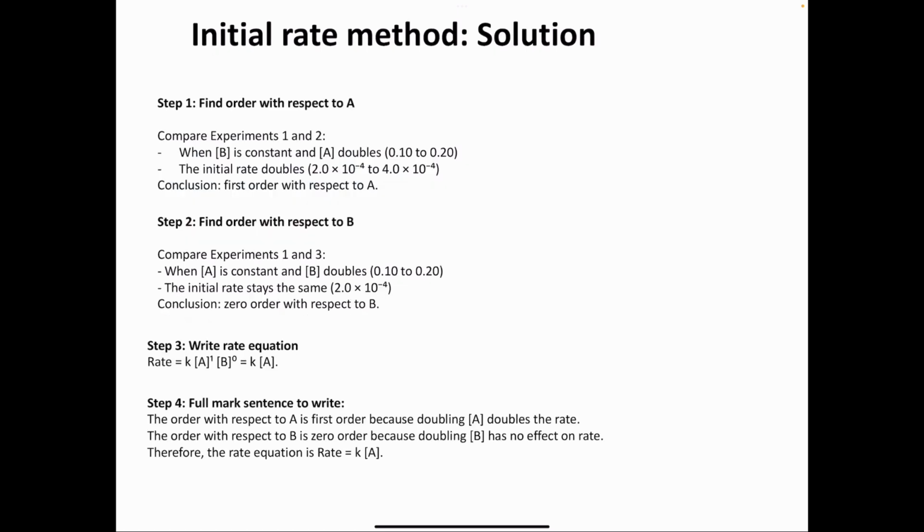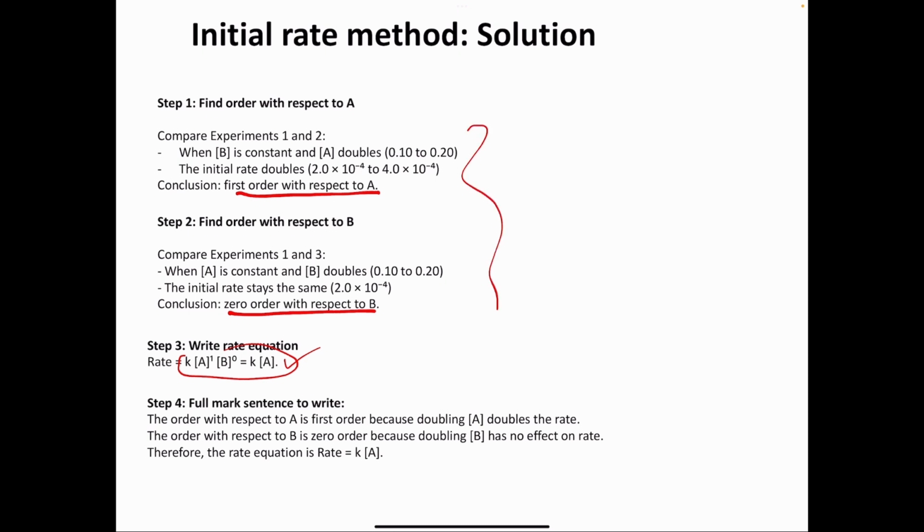So let's look at our solution here. I've already explained this. We see it's first order with respect to A because doubling the concentration of A, the rate also doubled. So first order with respect to A, and then for B, we saw if B was doubled, the initial rate had no effect, so it's zero order with respect to B. So the rate equation is going to be k times the concentration of A times the concentration of B to the power 0, which is basically rate equals k times the concentration of A as the answer. So we've written our rate equation and our explanation is included here.